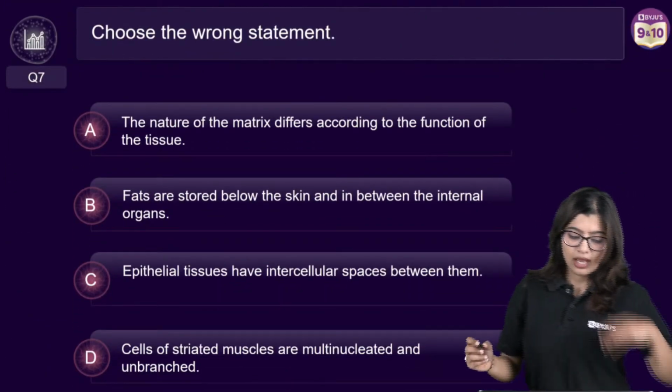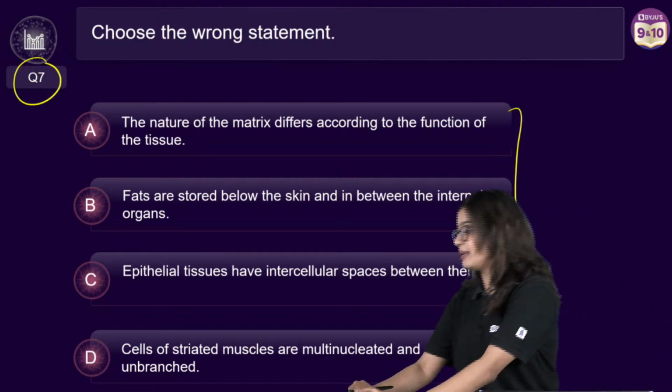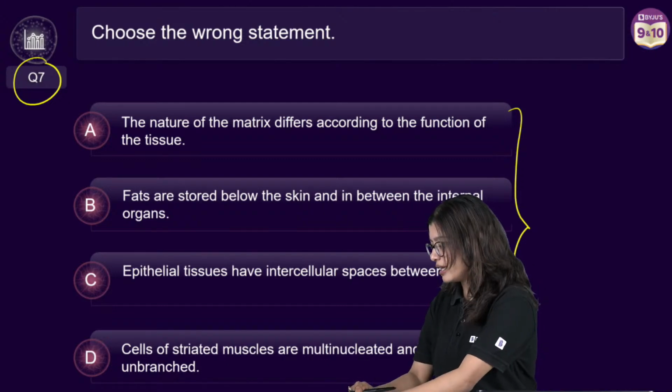6 out of 10. Now moving on to question number 7. You have 4 statements given, from which you need to tell me which is the incorrect or wrong statement, right? So can you quickly tell me? I'm going to give you the polls in the meanwhile as you all go through it.